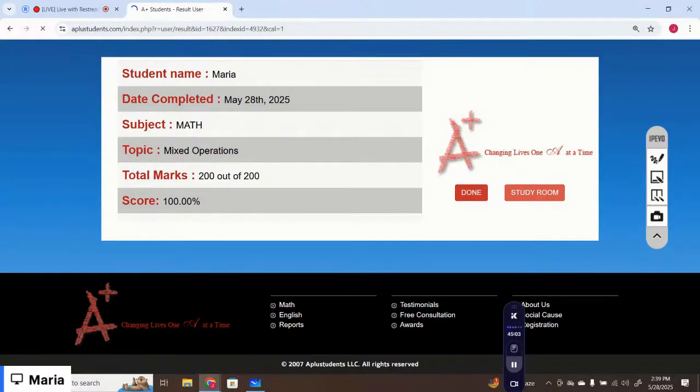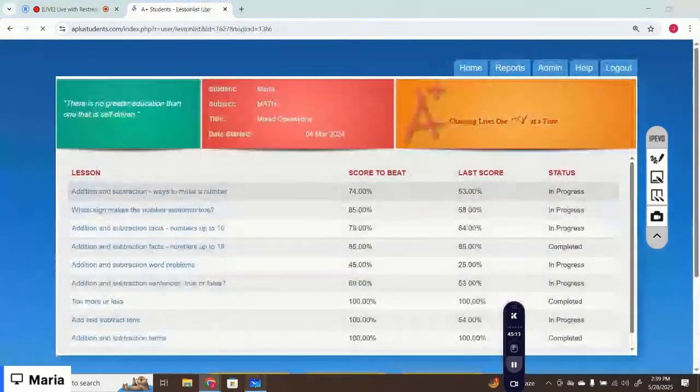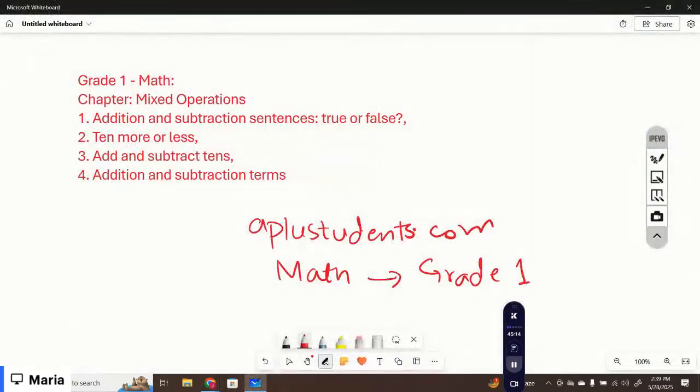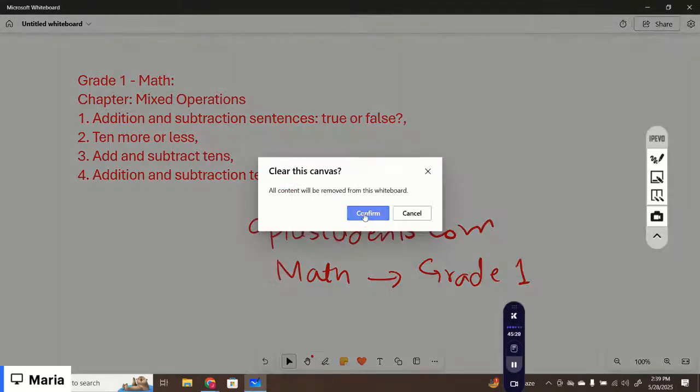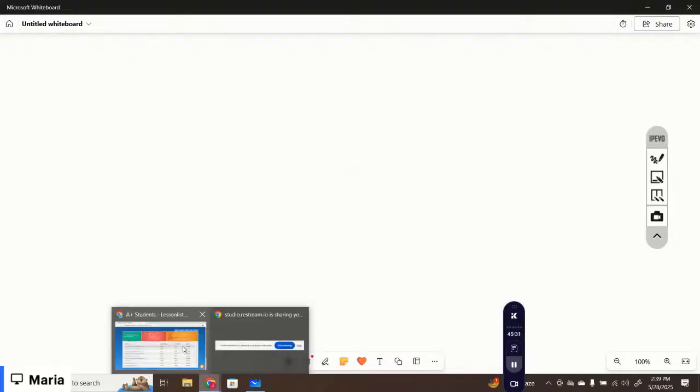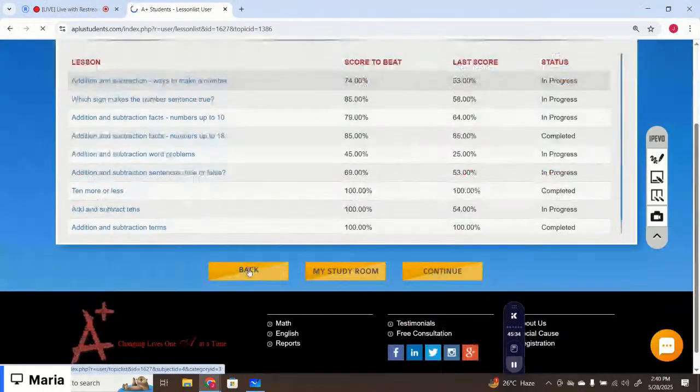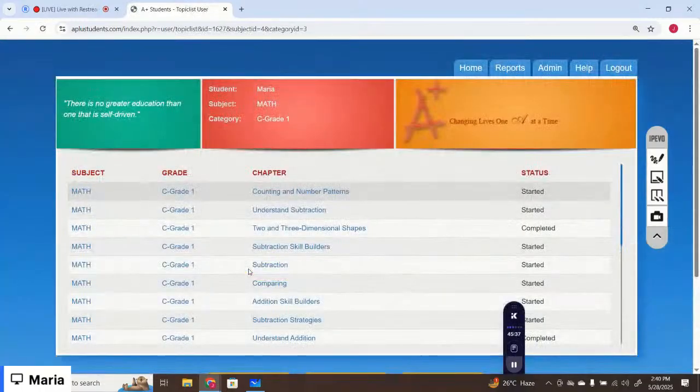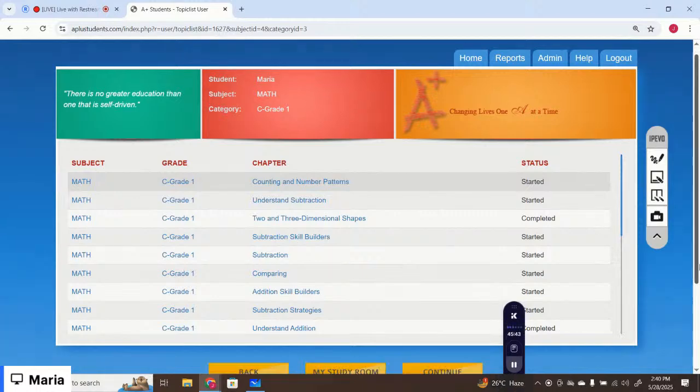Okay, we are done with the lesson. The lessons we have covered today are addition and subtraction sentences true or false, 10 more or less, and addition and subtraction terms. So please make sure to do all the practice questions for the lessons you just did. That is your homework until next session.